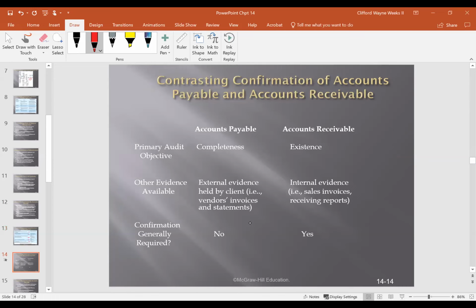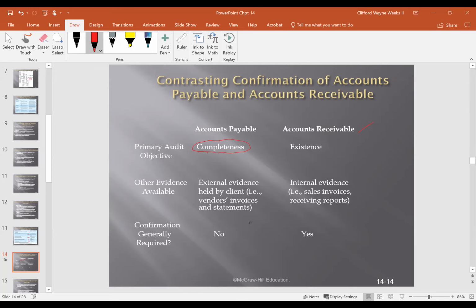In this case, they're contrasting accounts payable versus accounts receivable. Where we're talking about an asset, we're really looking at existence: are we overstating those assets? Whereas in accounts payable, the liability, we're really trying to identify completeness, because the tendency is to not include a liability. That would have the ramification of overstating the net worth of the organization, and it would increase your net income.